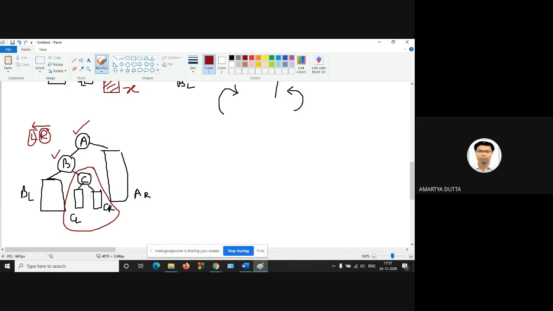Is it clear? Now the inserted node, let this be inserted in this CL. This is X. You can also insert X, you can also append X in CR. Okay. So in this case, what should I do? Any idea? Sir, we will make C as root. How to make C as root? Sir, we will make C as root, and the left child will be B and the right child will be A.